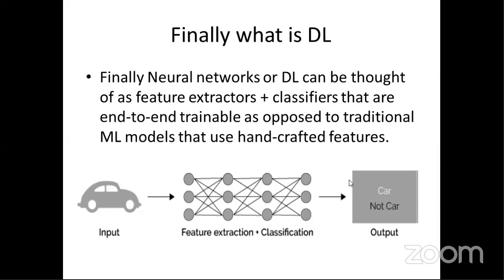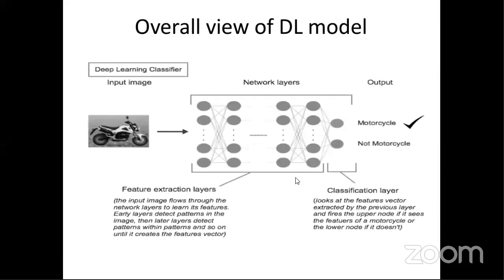So the deep learning model extracts the features by itself, and it also does the classification. And then it says whether it is a car or maybe not a car. That is the thing. So this is another slide I am showing. There is a bike image.